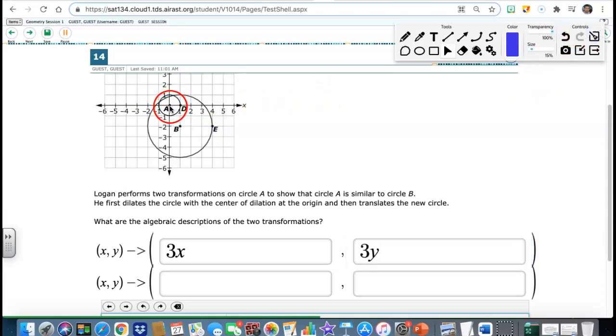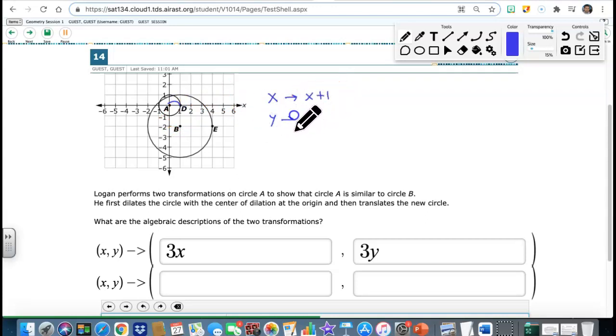Now I have to move my center from A all the way to B. Okay? From A to B. What happens? From A to B, let's see how much I move in x. I'm moving 1 step to the right. So my x value turns from x to x plus 1.